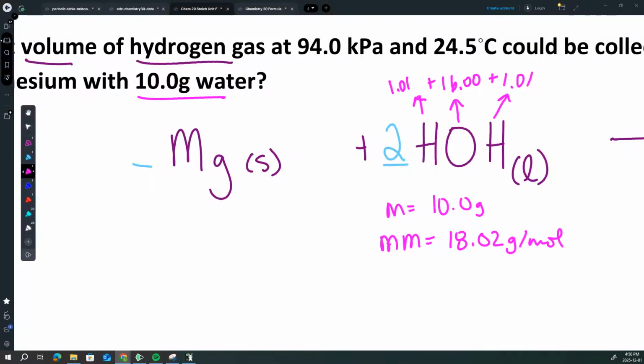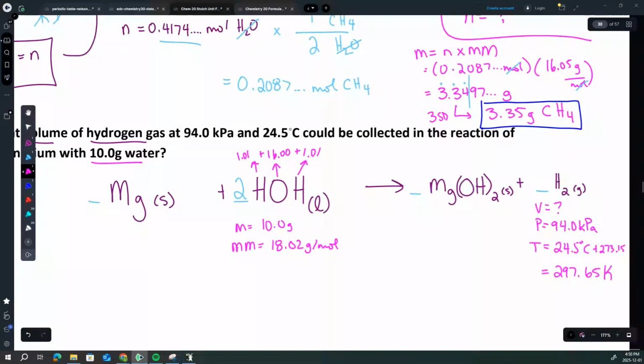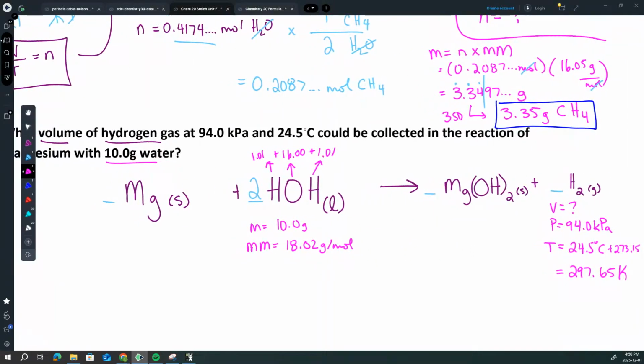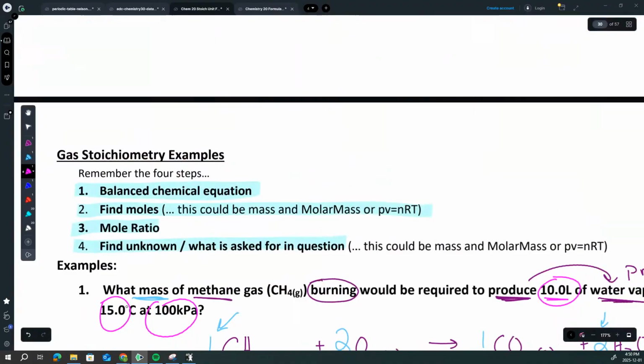Okay, so just as a quick refresher here, hydrogen, those are each going to be 1.01, and then the molar mass of oxygen is 16, so we add those all together and we get 18.02. Alrighty, so now that we have everything set up, we've finished step 1, which is balance chemical equations.